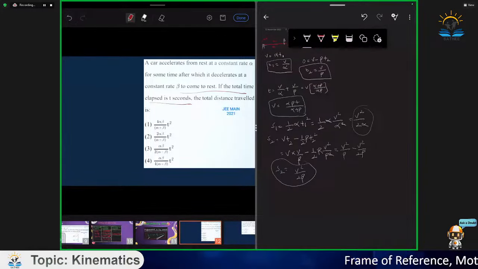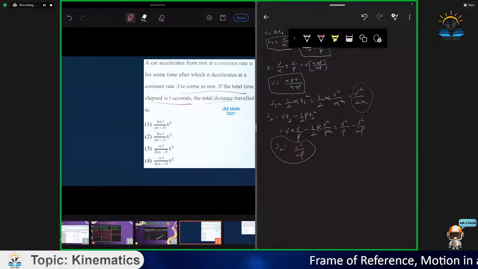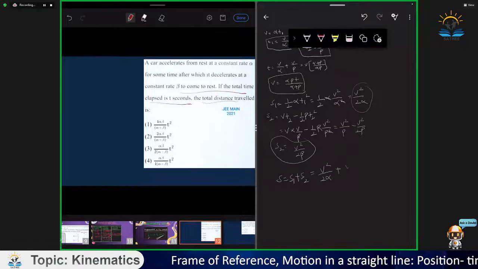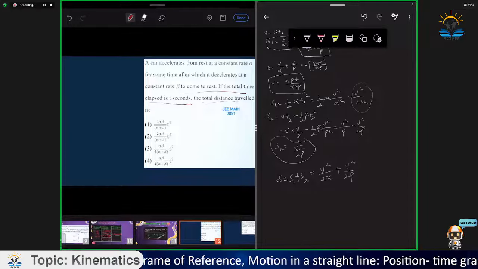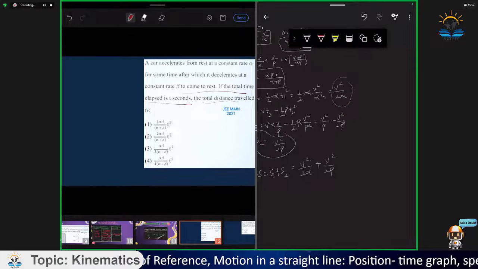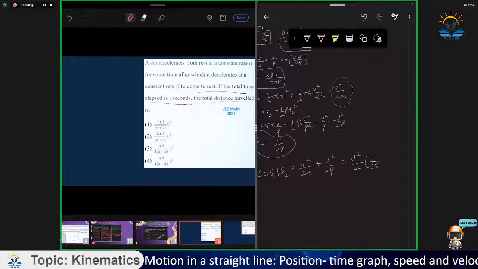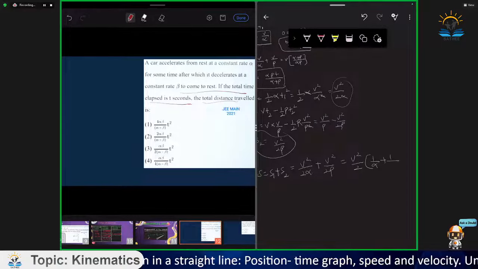So total distance, we have to find the total distance, right? So s is equal to s1 plus s2, that is v square by 2 alpha plus v square by 2 beta. Right. So from here, v square by 2 into (1 by alpha plus 1 by beta).